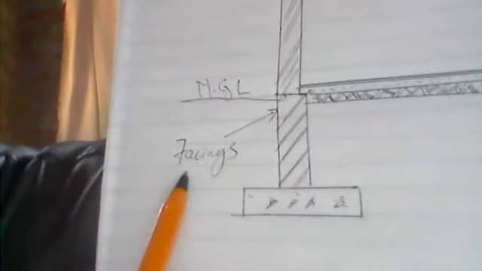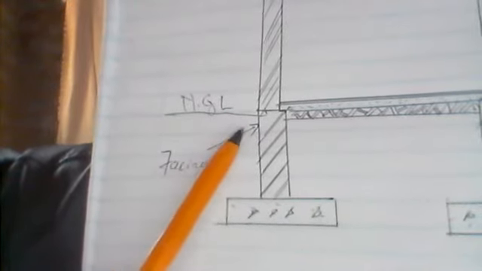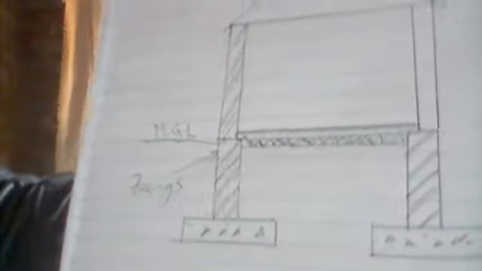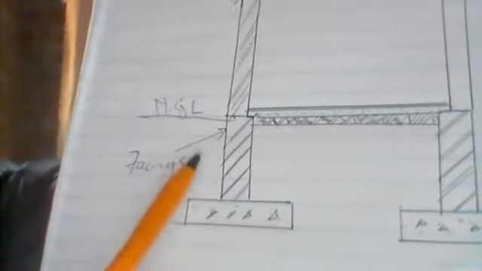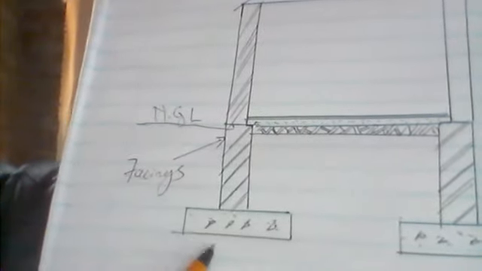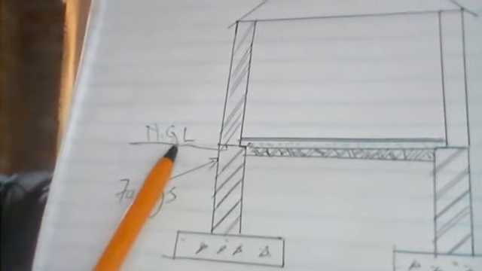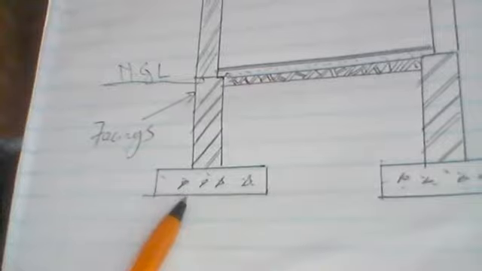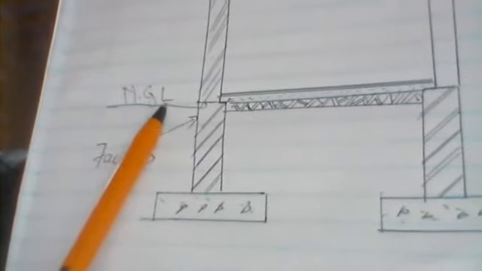This is the diagram, even though it's not up to scale. Let me show you. We need the height of the trench. The information says the height of the trench is from the bottom of the footings, from here, from the bottom of the footings up to the natural ground level.